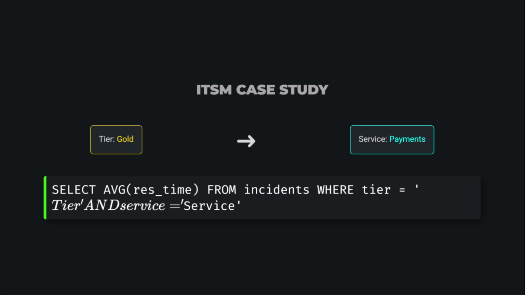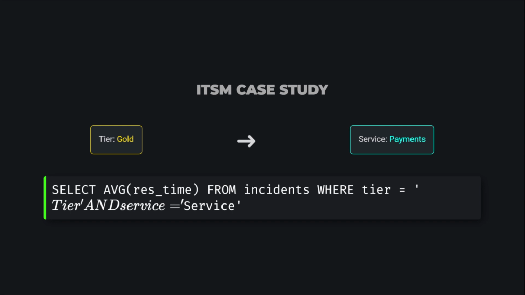Consider an ITSM scenario where we need to analyze incident response times based on service tier. First, define a query variable named service_tier, fetching values like gold, silver, and bronze from the incident database. Next, define a chained variable named component, filtered by the selected service tier. The dashboard panels then use both variables.